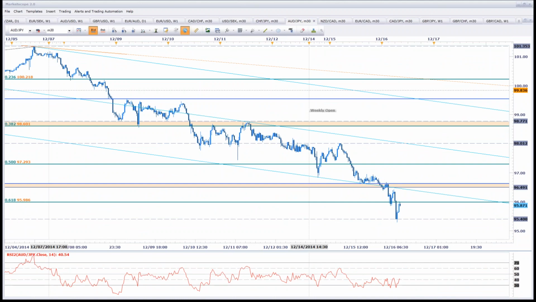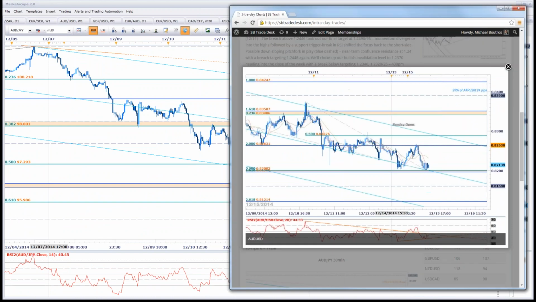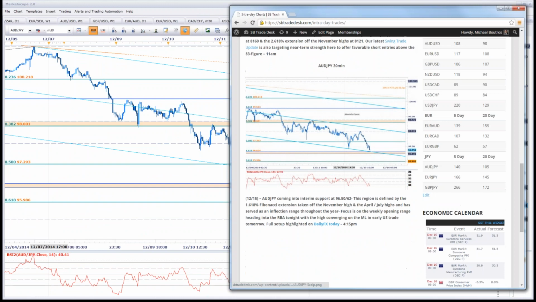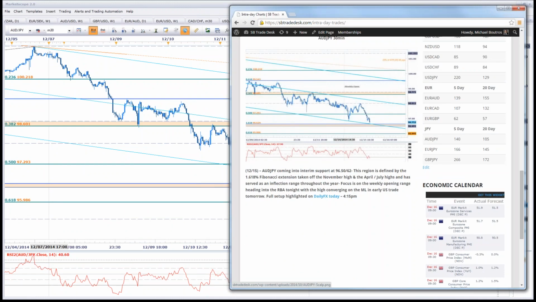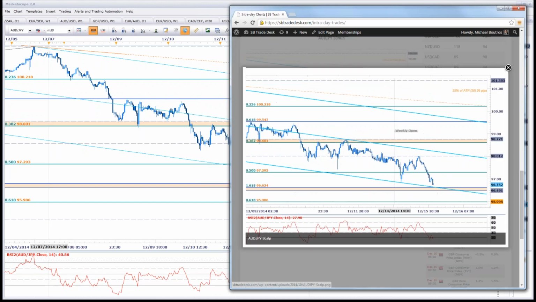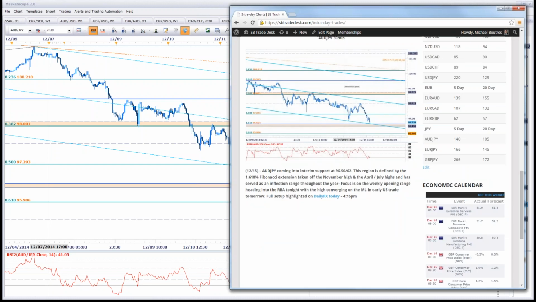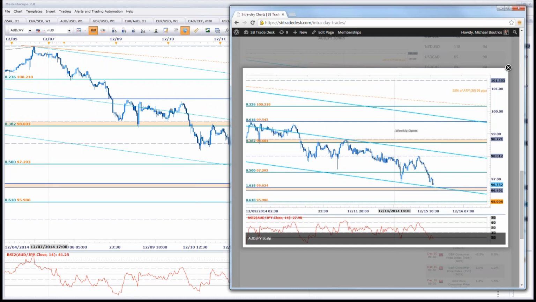But here's what yesterday's Aussie Yen piece looks like. Now, this one was a little bit bigger of a support structure because you had the confluence of the lower median line parallel, a 161.8 extension off the highs, and 96.40. Is that a huge inflection range? Sorry about that, I just have to remind myself. But you had this big area of support.